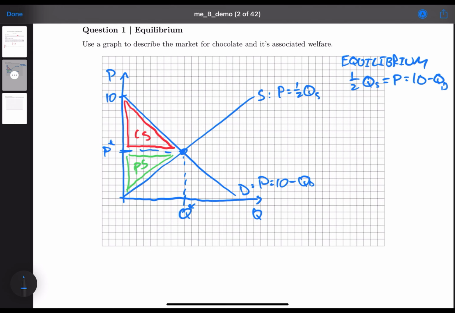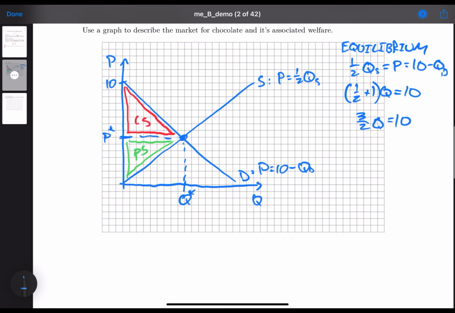Okay, so let's collect all the Q on one side. So we have 1/2 plus 1. And at this point, I'm going to drop the subscripts. So we just have 1/2 plus 1 Q, and then on the other side, we have 10. This gives us 3 over 2 Q is equal to 10.